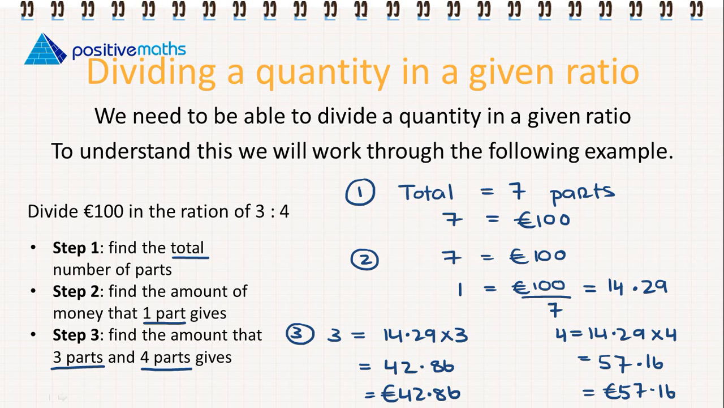So if we add 42.86 and €57.16, we're going to get €100. So we know we have divided that €100 into 3 parts and 4 parts. Okay, so we've been given the ratio 3:4. So what this really means is we have found 3/7 of the money for 3 parts, and we have found 4/7 of the money for the 4 parts.